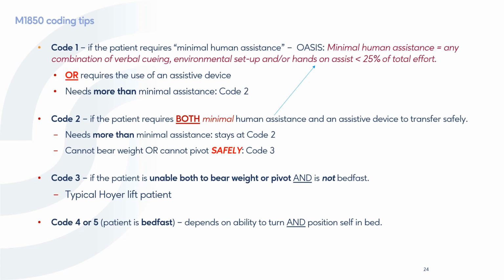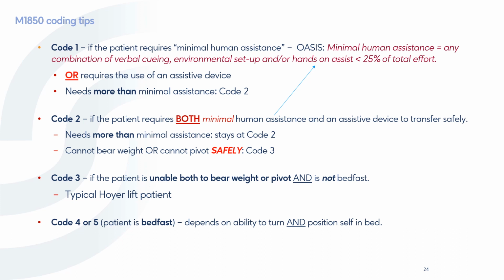Your code 1 is used if the patient requires minimal human assistance, and the definition per the OASIS for minimal human assistance is any combination of verbal cueing, environmental setup, and/or hands-on assist. So, hands-on, hands-off, any of that would accompany minimal human assistance, as long as that hands-on is less than 25% of the total effort. So with this code 1, there's that, or the patient just requires the use of an assistive device. They don't need a human, they just need an assistive device.